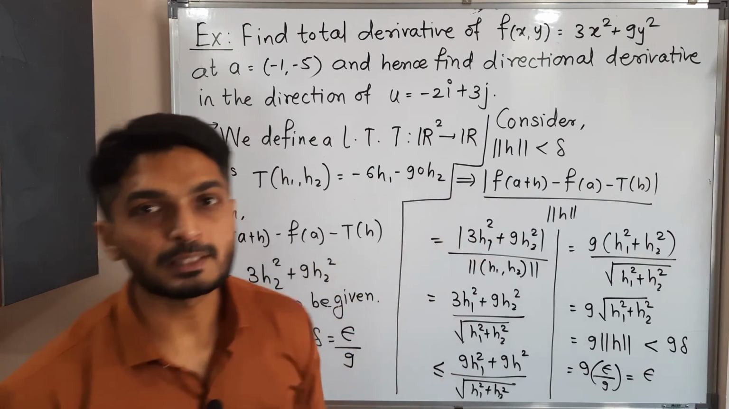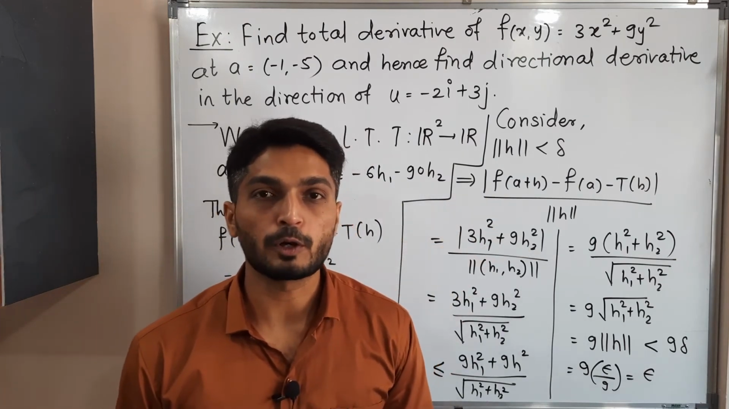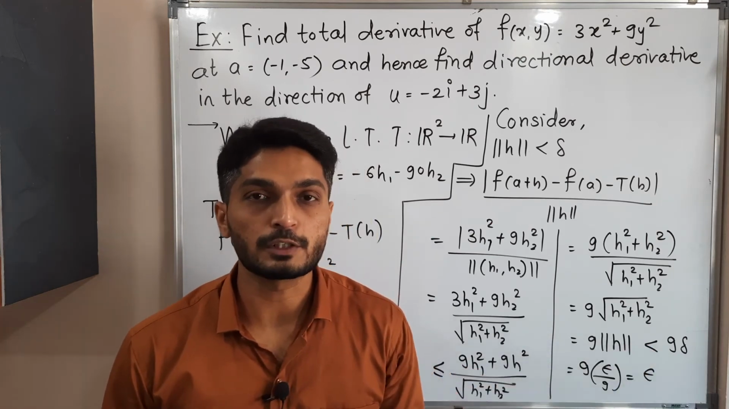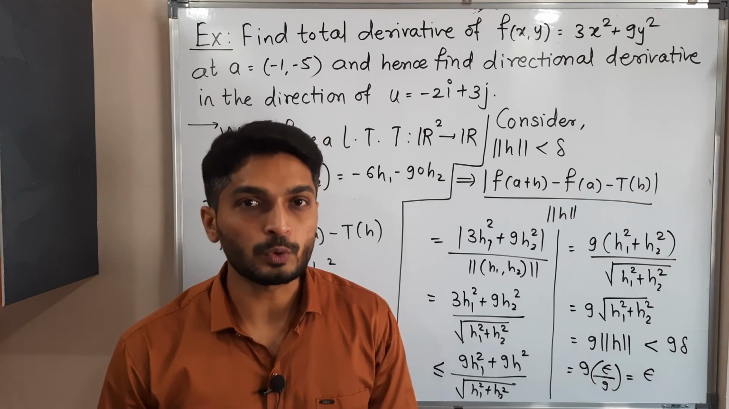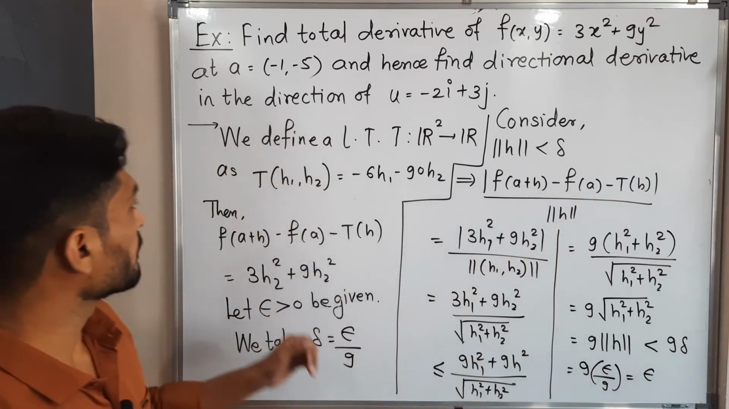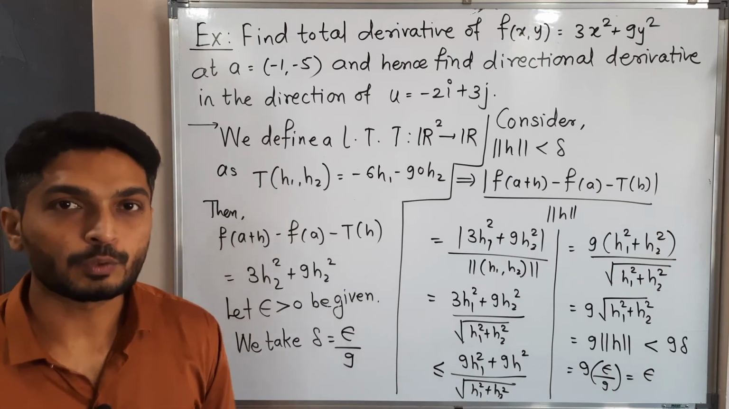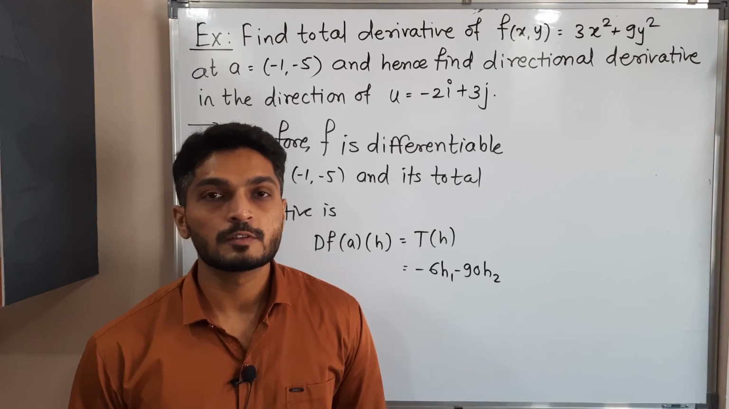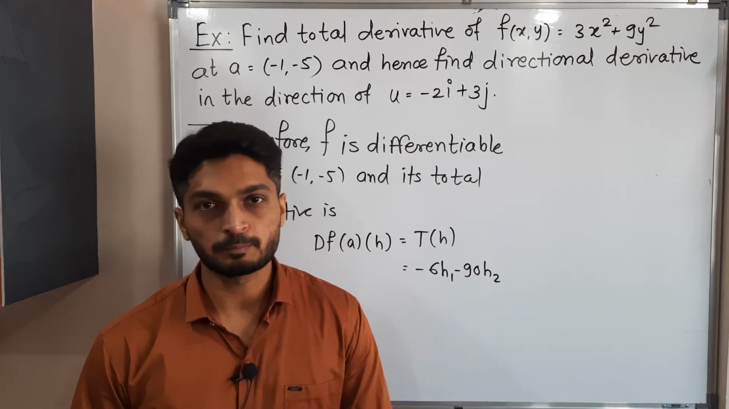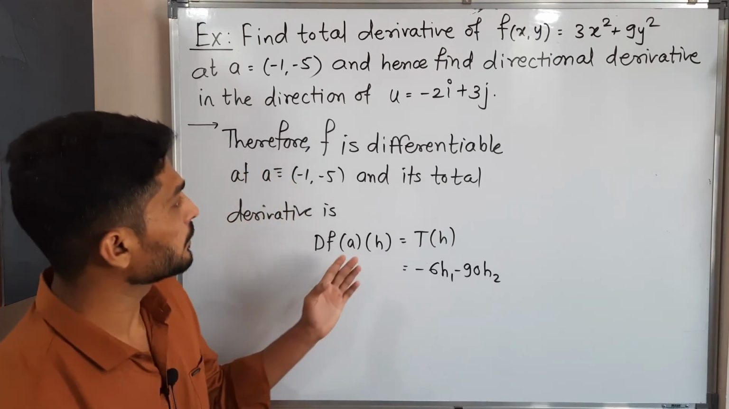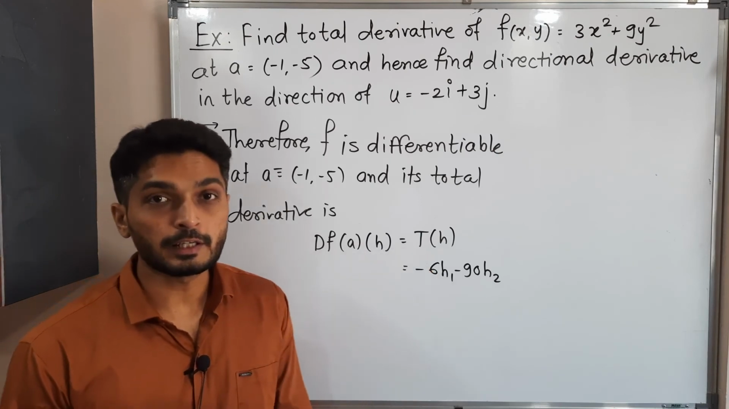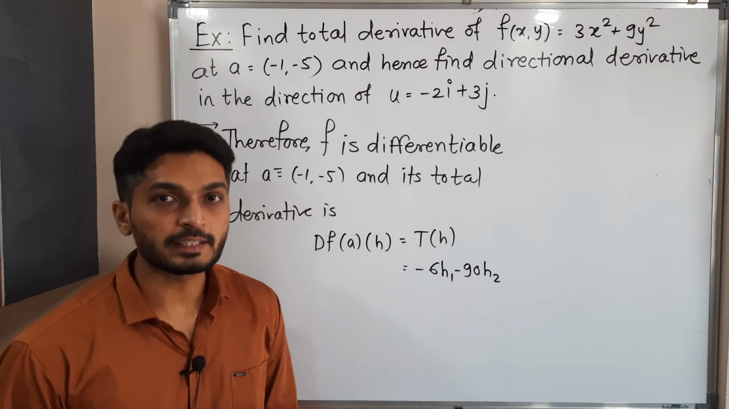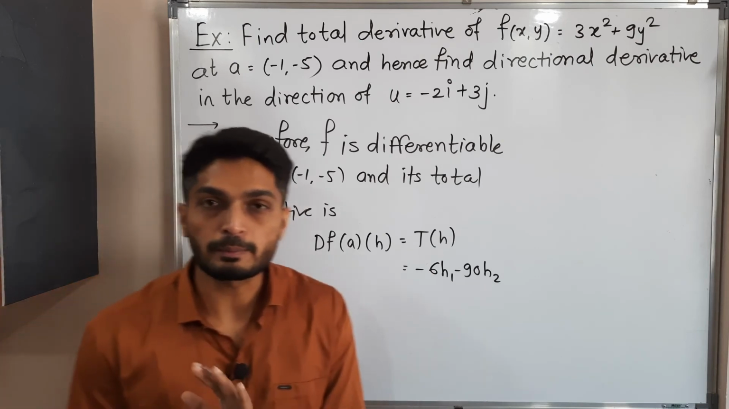So finally we proved that mod of f of a plus h minus f of a minus t of h upon norm h is less than epsilon. Therefore f is differentiable at a. And what is this total derivative? This t we have defined here. So f is differentiable at a and its total derivative is t of h, the linear transformation which we had taken there, which is minus 6h1 minus 90h2. So half of this problem is over here.